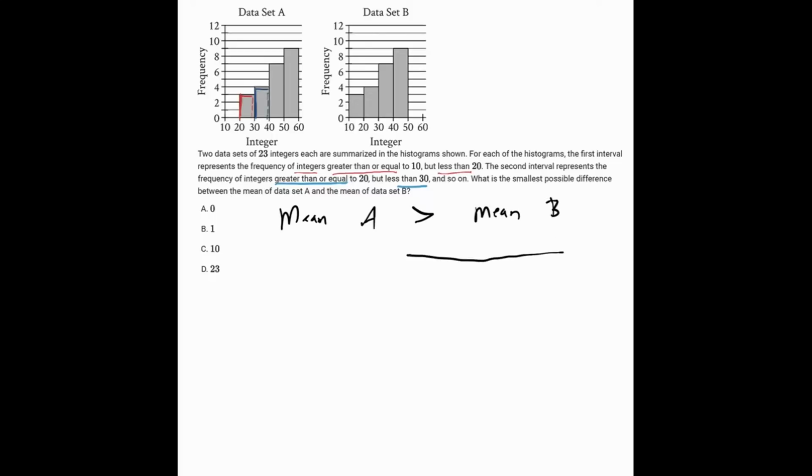Let's put that on a number line. For the two averages that we have, the average of A is going to be on this side, and the average of B is going to be on this side because the average of A was greater. Now, the question is asking us for the smallest possible difference between the averages. So in other words, we're going to have to push this average as far this way as it'll go, and push this average as far this way as it'll go.